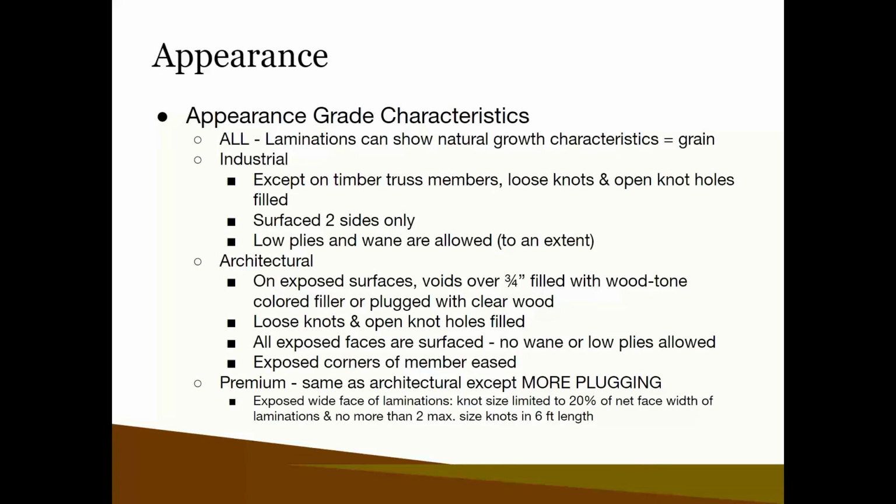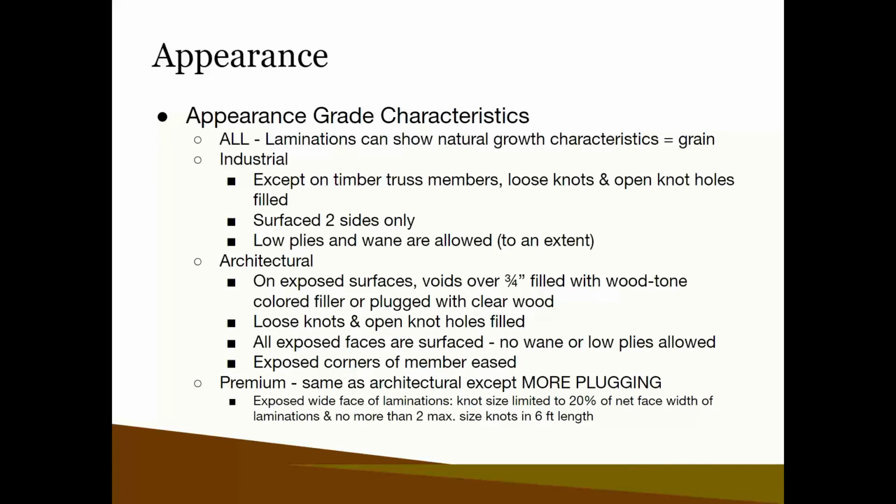Okay, appearance grades. So there's 3 main appearance grades. Most of what we do and what you have seen so far from Lori's presentation and mine is architectural grade. So that is where there will be no high plies or low plies, no glue smears. There'll be knots in the beams, but there won't be any loose knots or voids. So those will get routed out, and we'll fill those with a clear wooden plug. And all of the exposed corners of the members will be eased. That's the best way to go if you're doing a building.